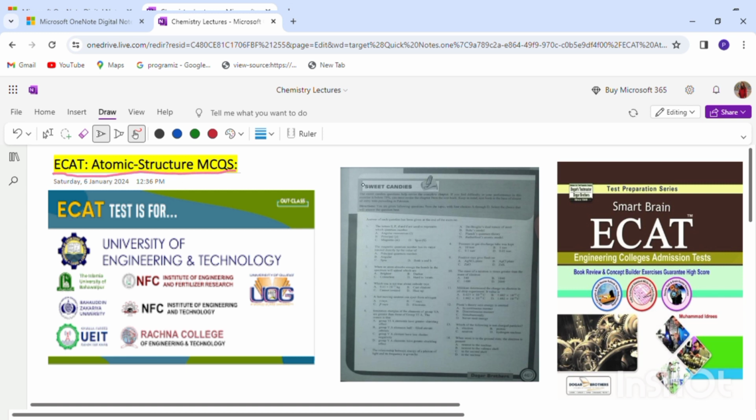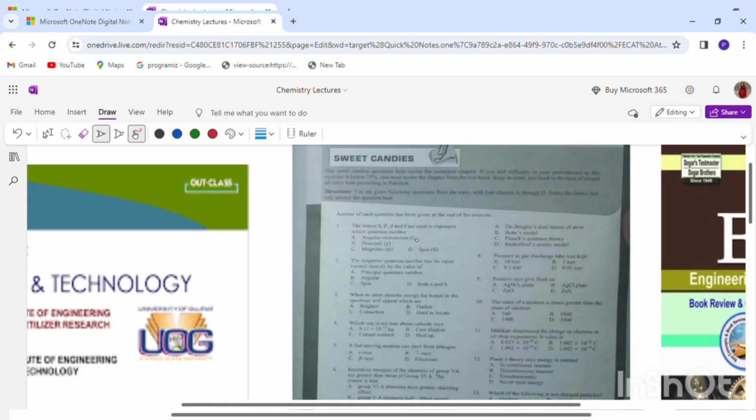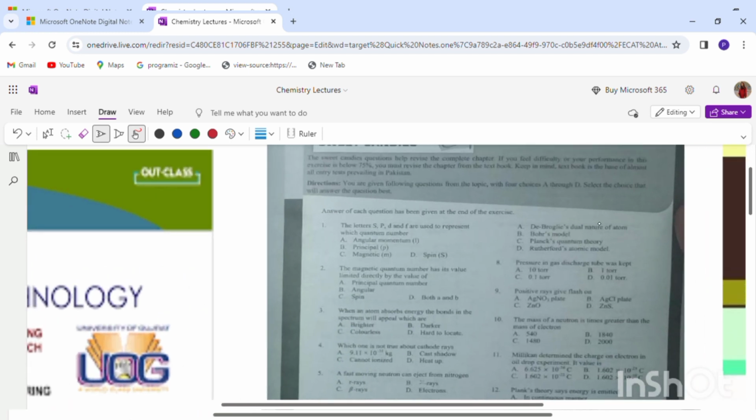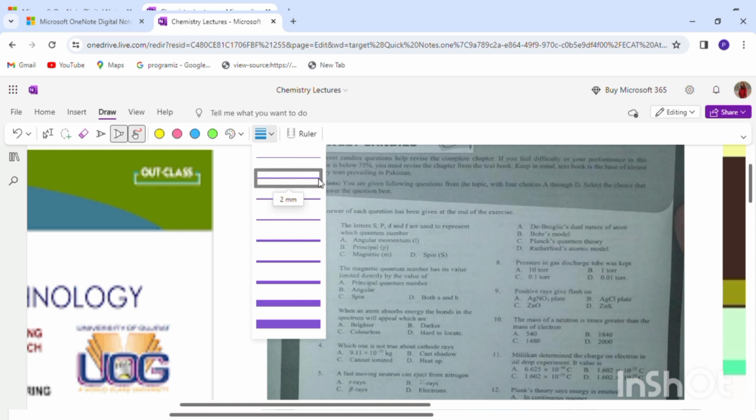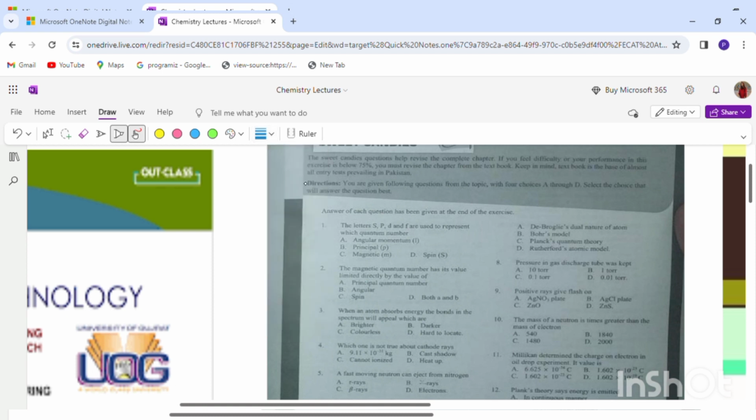So let's start. What are they asking us in the first question? Wait, let me zoom in so that the questions can be visible to us. It might be visible to you now. So let me choose the highlighter first. Let me go with it. Okay, this is, I guess, fine.